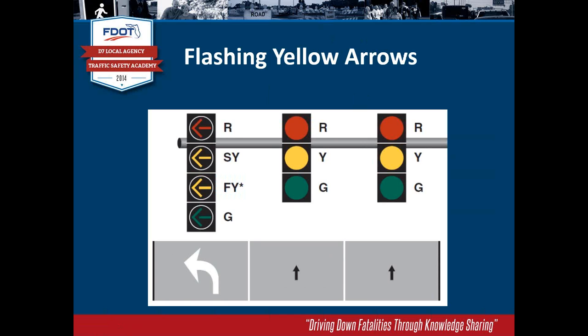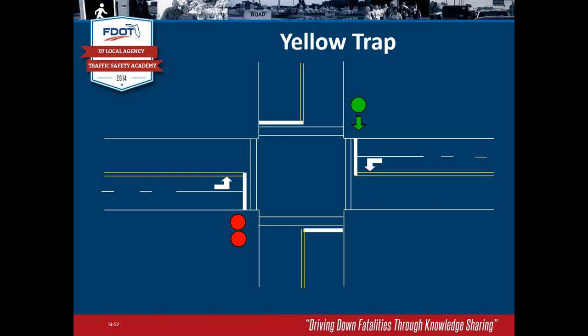All right, let's talk about the flashing yellow arrow. We're starting to see more and more of those implemented now. The yellow trap can really be eliminated with the use of the flashing yellow. In the case I just showed, if I back up, instead of going to red while the opposing traffic has green, I could still flash yellow for this left turn while this guy has green. It would eliminate that yellow trap.